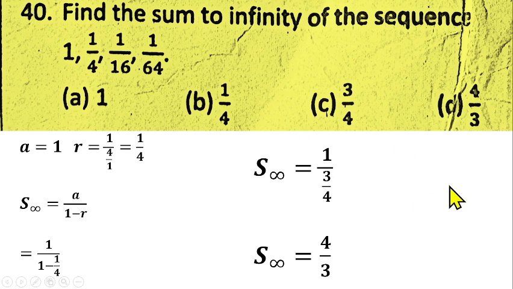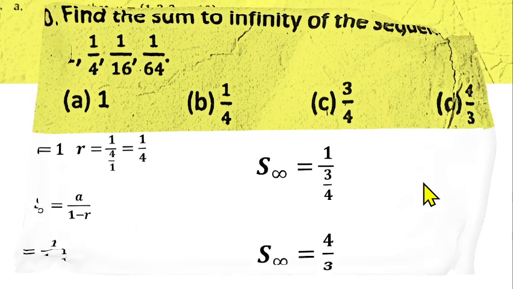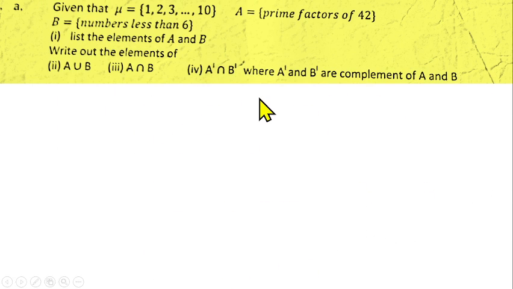So let's start with the theory part of the questions. For the theory, the first question, number 1A, is from sets, and we are given that the universal set is from 1 to 10, and set A is the prime factors of 42, and set B is the numbers less than 6. You have to list the elements of set A and set B, and then from there you can proceed. So let's first of all do that.